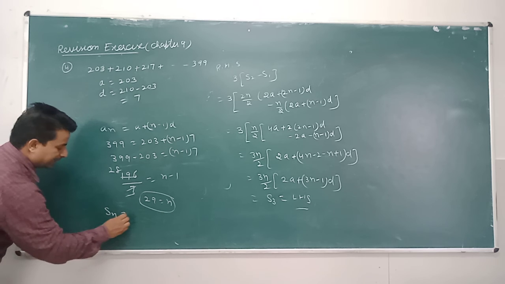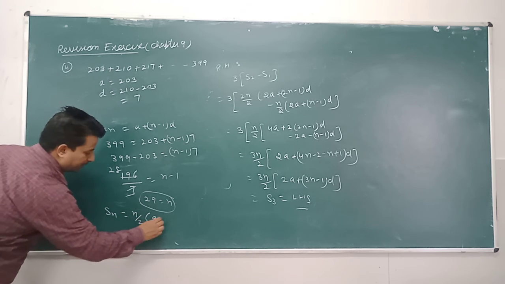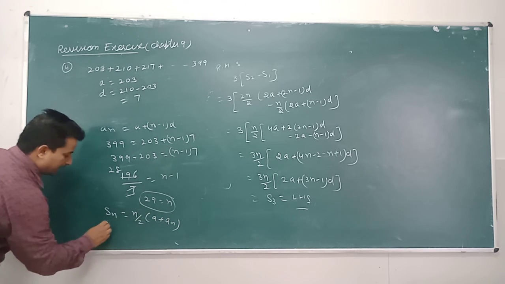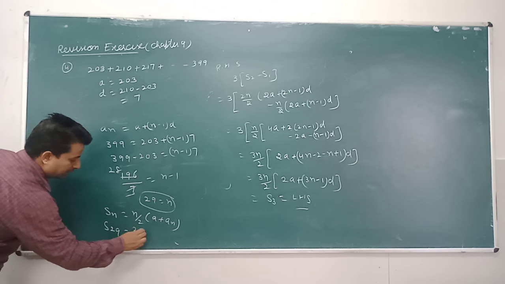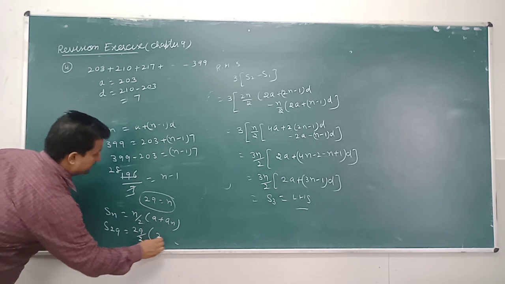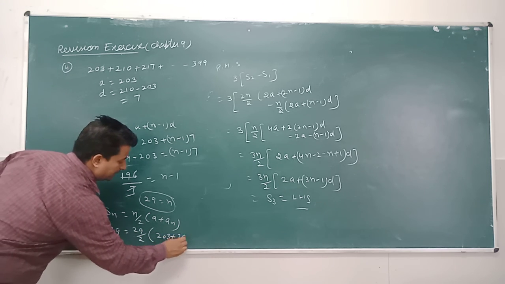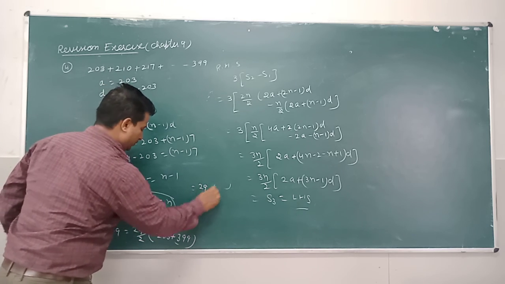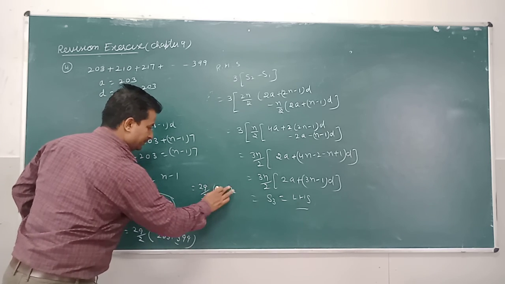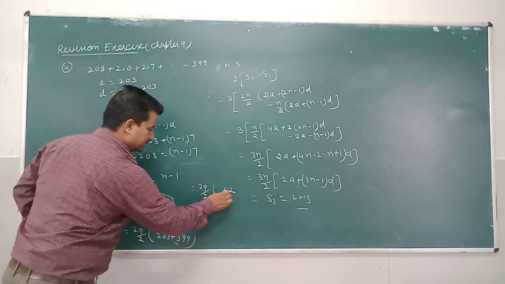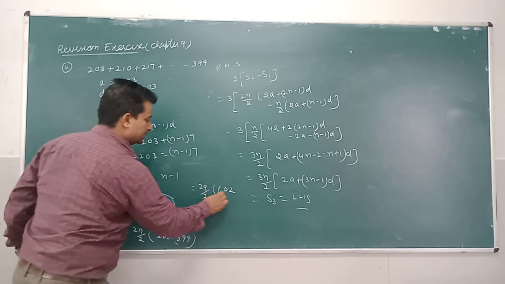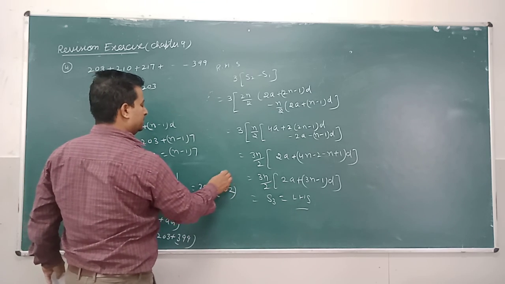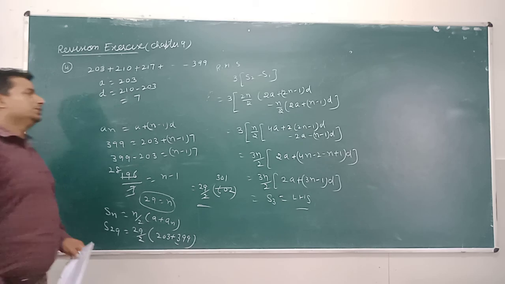And we use Sn equals n upon 2 into a plus an. So n is 29. This is 29 upon 2. First term is 203 plus 399. So we add this. This is 29 upon 2 into 602. So multiply this, you get the answer of this question.